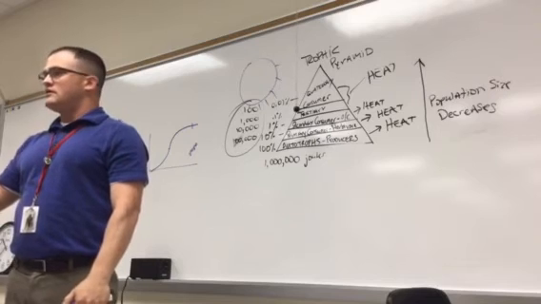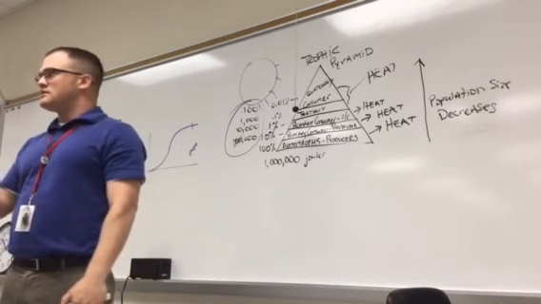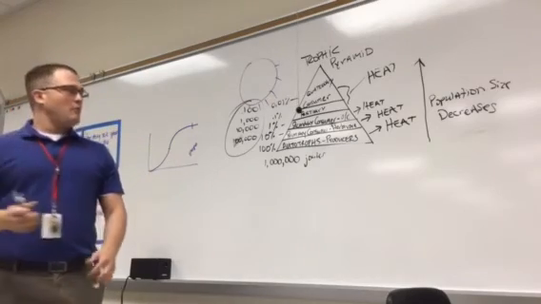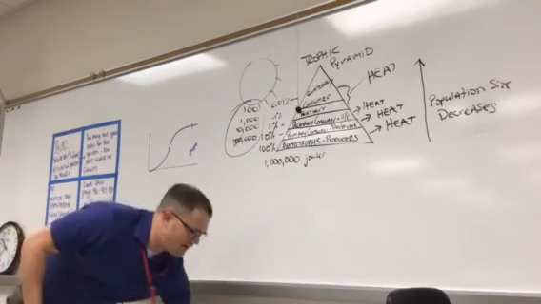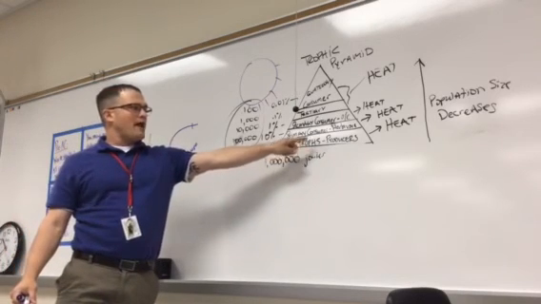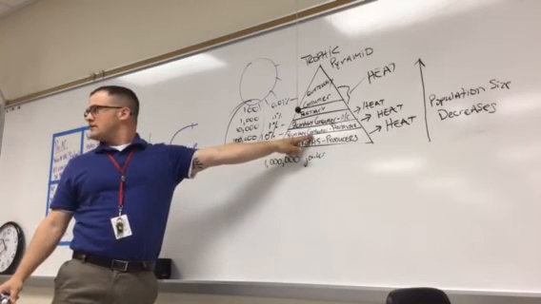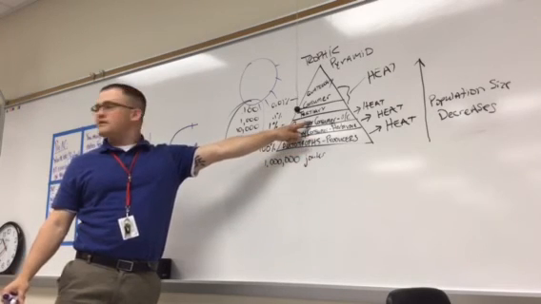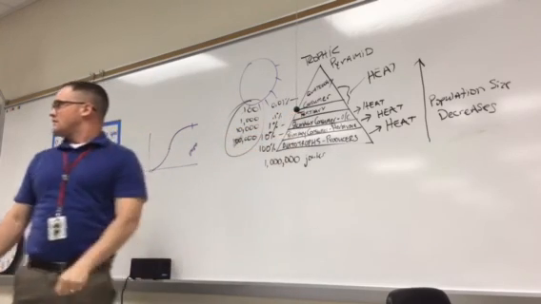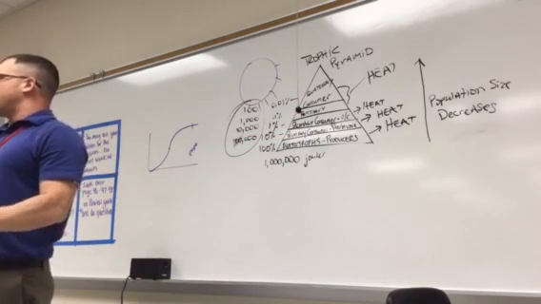Good? Any questions? What's up? What would be a tertiary consumer? Okay, let's just say that you have grass for a producer. A rabbit eats the grass. A fox eats the rabbit, and a coyote eats the fox. Okay? So it just depends.